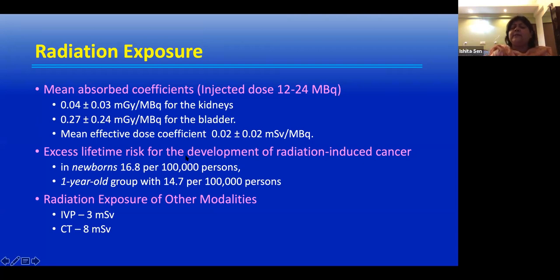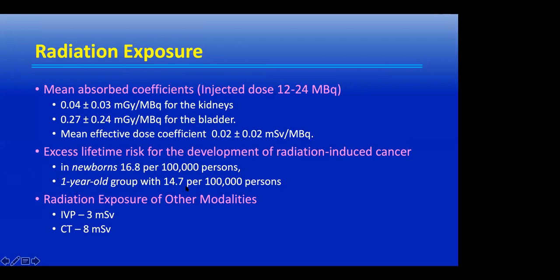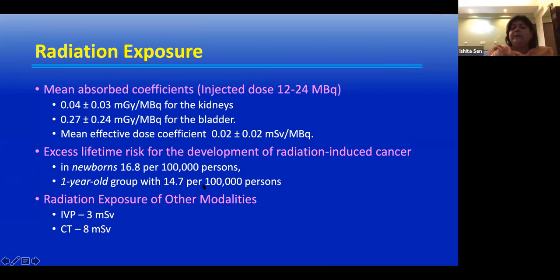lifetime risk for the development of radiation-induced cancer, if you do a DTPA scan in newborns, is 16.8 per lakh persons, whereas if a child is slightly older, it reduces to about 14.7 per 100,000 persons.